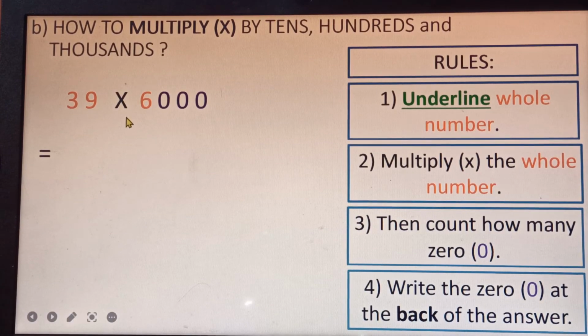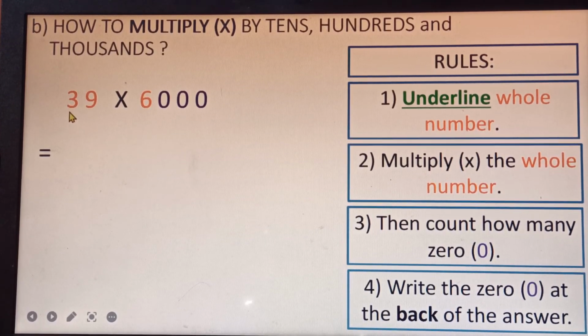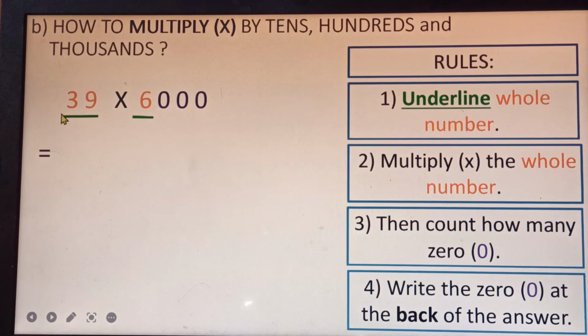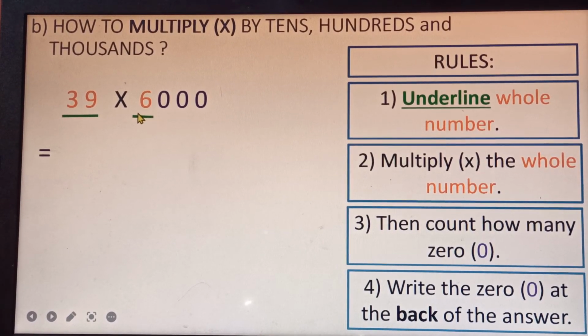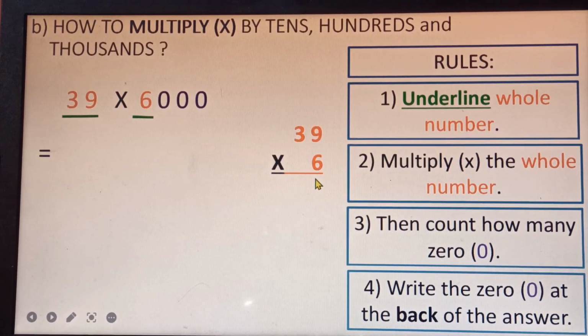Okay, let's move on. 39 times 6,000. Now you times by 1,000. Okay, before we did tens, before we did hundreds. How about that? Okay, let's start with 39. Can we underline 39 as a whole number? Yes, 39 is a whole number. And 6,000, which one is the whole number? Yes, 6 is the whole number. Next, you show your working. 39 times 6 as usual.